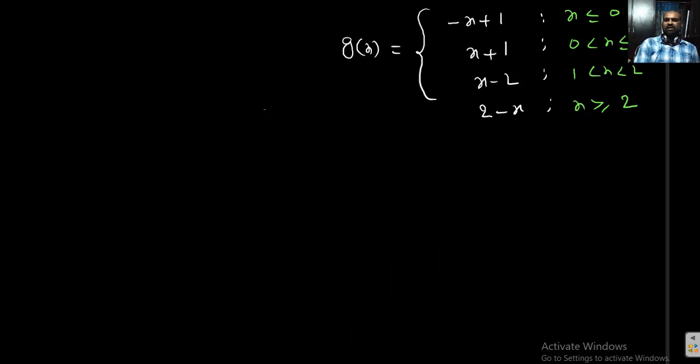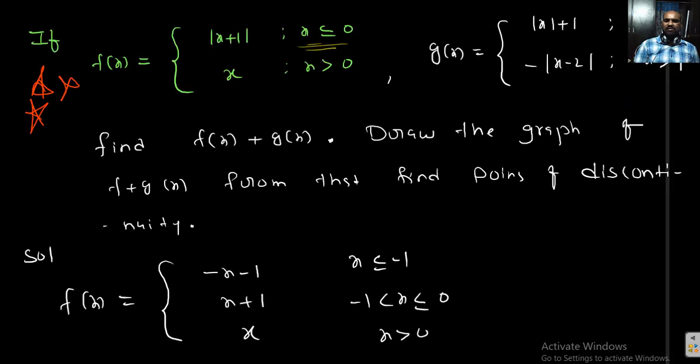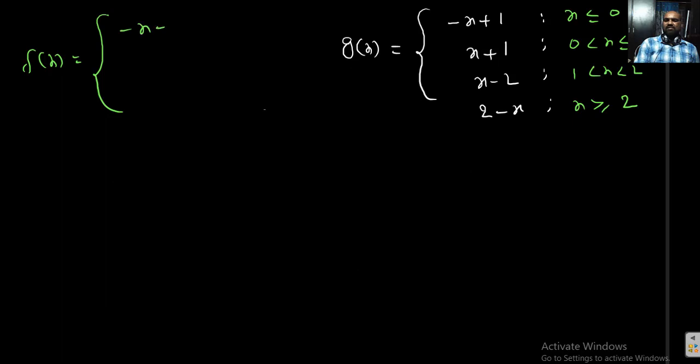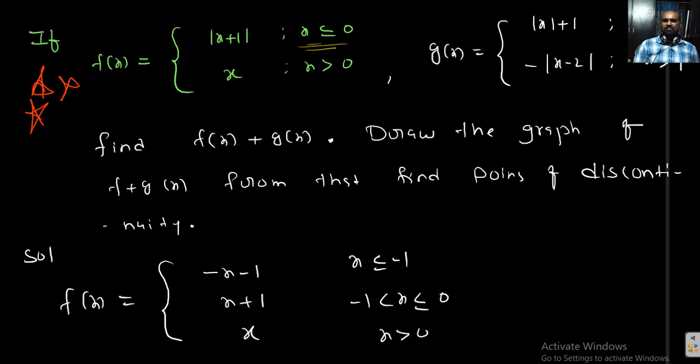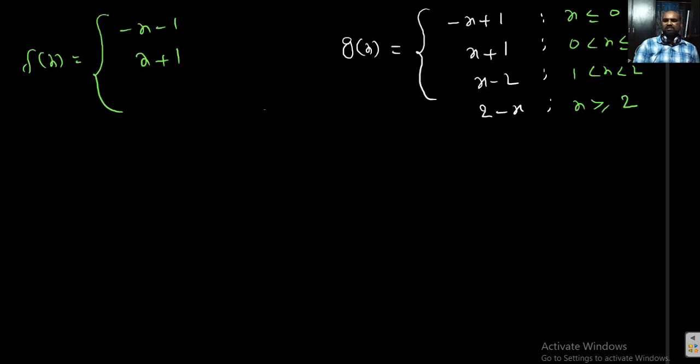Again I wanted f of x here, students. F of x, what I got, I wanted again. It also has 3 pieces: minus x minus 1, x plus 1, and x. For x less than or equal to minus 1, for minus 1 less than x less than or equal to 0, and x greater than 0.